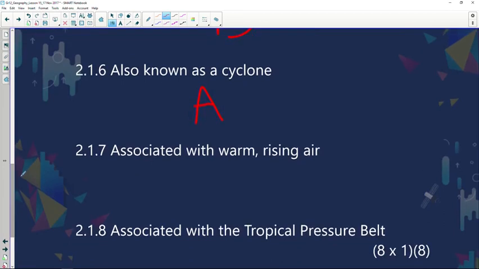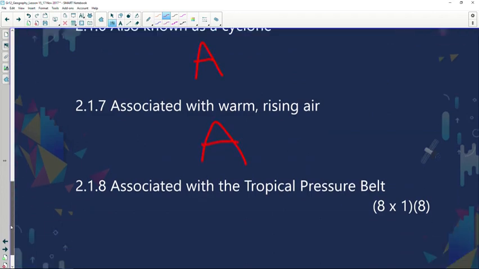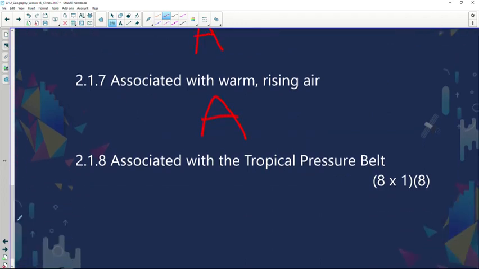Now 2.1.7, associated with warm air rising. That's a low pressure system because of warm tropical conditions or because the air is being forced to rise, for instance, a mid-latitude cyclone. As the cold air approaches, what does it do with the warm air? It forces it up. Associated with a tropical pressure belt, there you go, there's a giveaway: tropical, warm conditions, low pressure system. If you look at the equatorial low pressure belt.